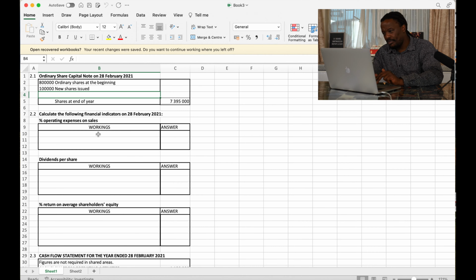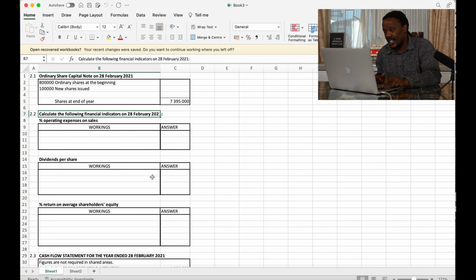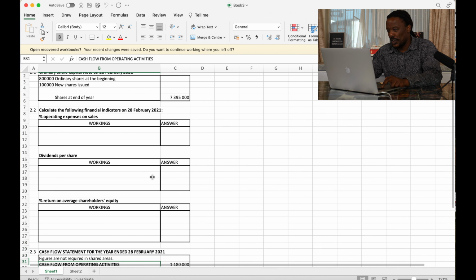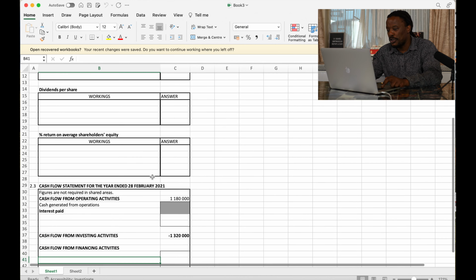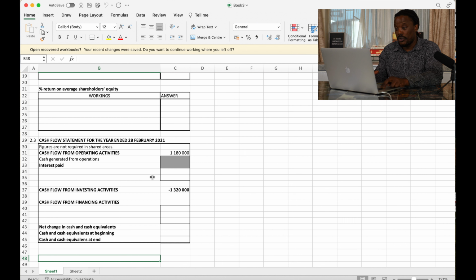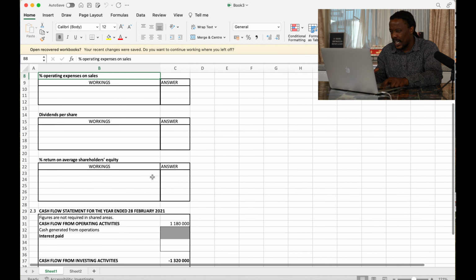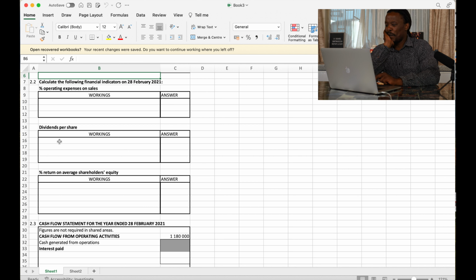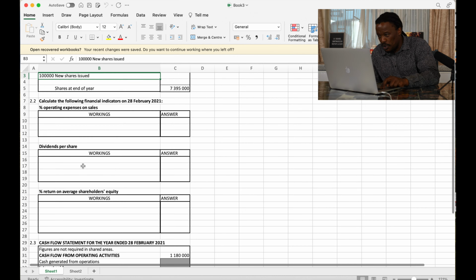So ordinary share capital, this is the given, and this is your answer sheet. I included everything that is on the answer sheet that will be given to you. The answer sheet will look like this. And we are on this concept of know your format, and we're like, okay, dividends per share, what is my formula again? Percentage operating expenses on sales, what is my... And all those are the questions you are asking.